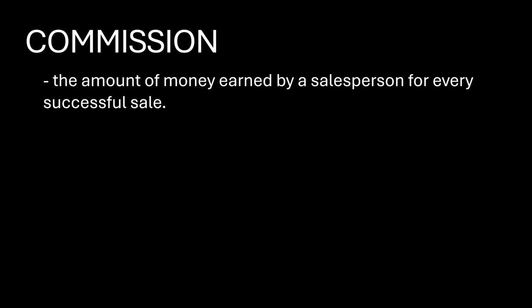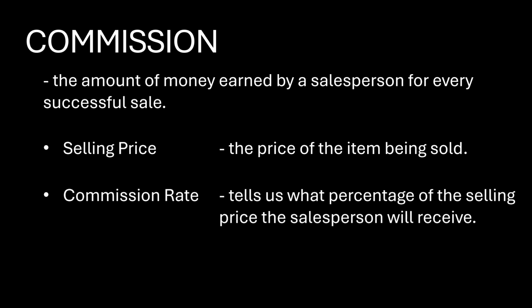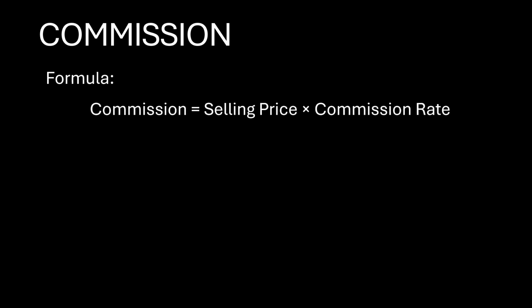Before solving any commission problem, let's first identify the three important parts. The first one is the selling price. This refers to the price of the item being sold. The second is the commission rate. This tells us what percentage of the selling price the salesperson will receive. Finally, we have the commission, which is the actual amount of money earned. If we know the selling price and the commission rate, we can easily find the commission. Commission equals selling price times commission rate.